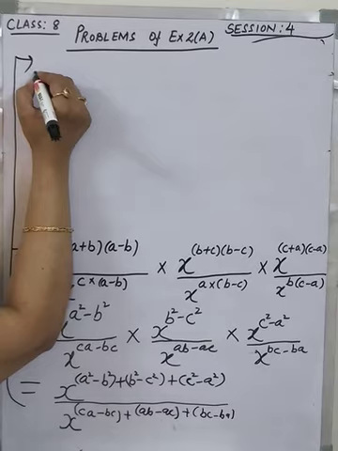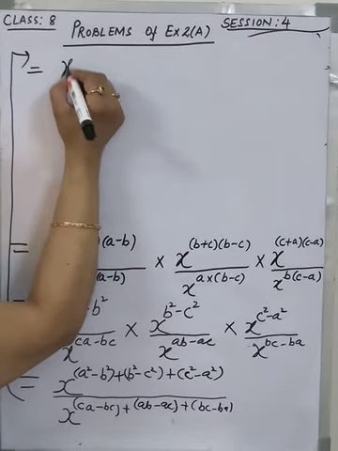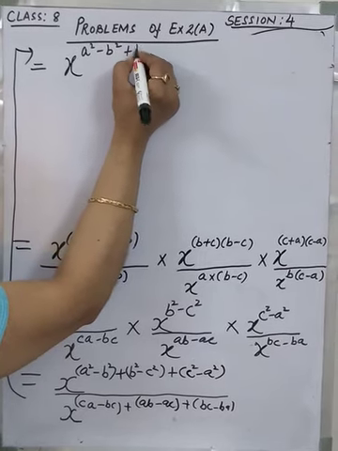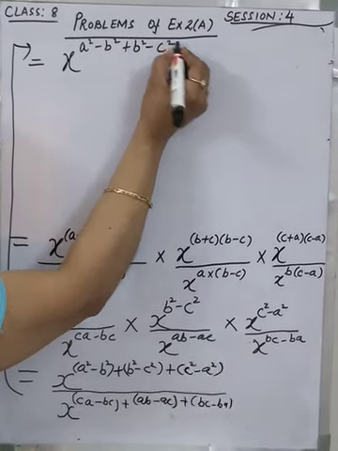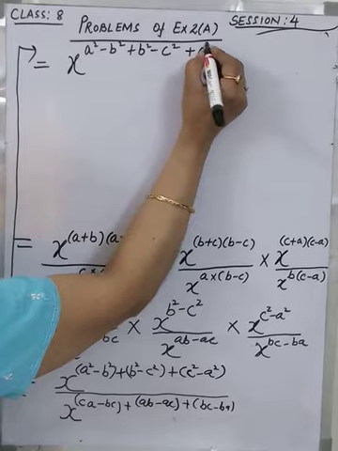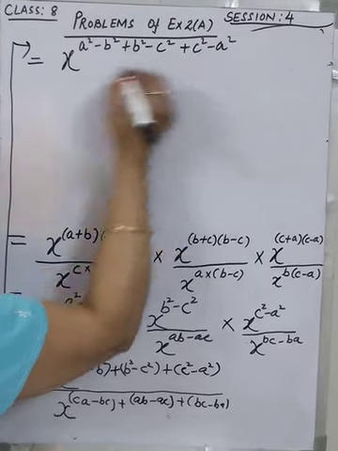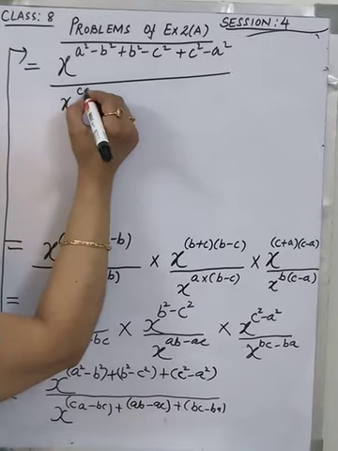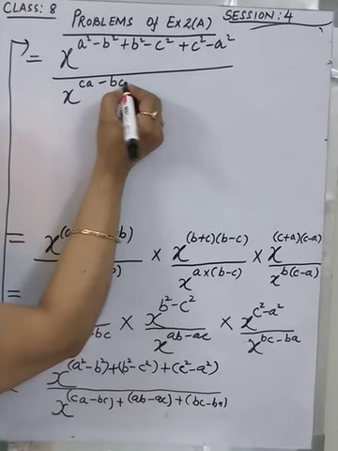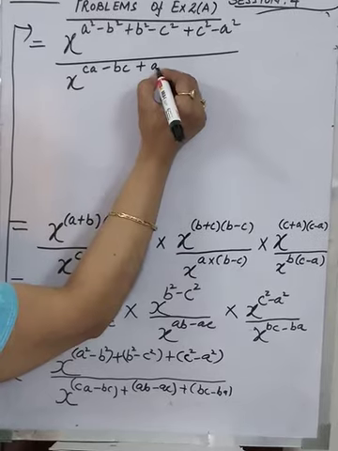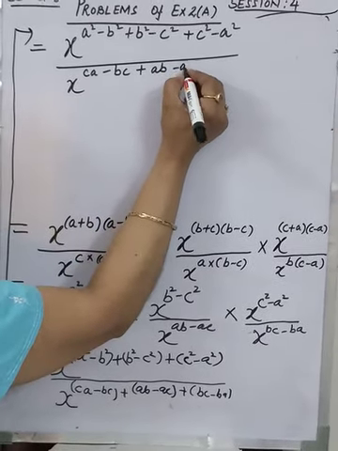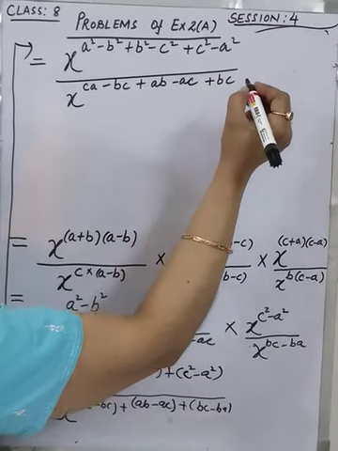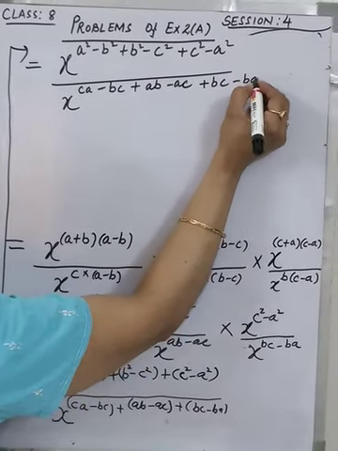So what do we get now? We remove the bracket. X to the power a square minus b square plus b square minus c square plus c square minus a square. In the denominator, what do we get? ca minus bc plus ab minus ac plus bc minus ba.